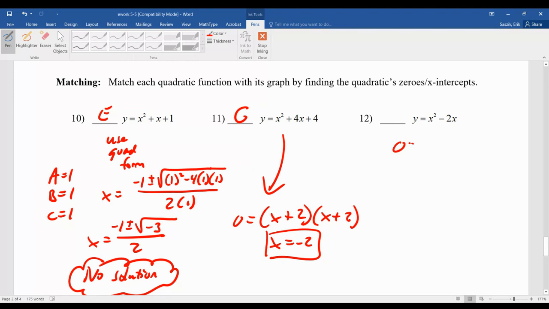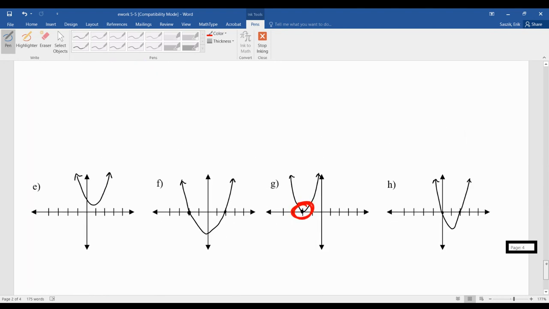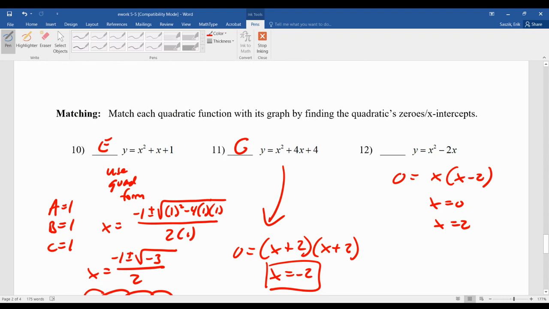And I got one more to do. I see this. I'm taking out a GCF of x. I get answers of 0 and +2. That's a nice quick one. Where do we go through 0 and +2? It looks like H.